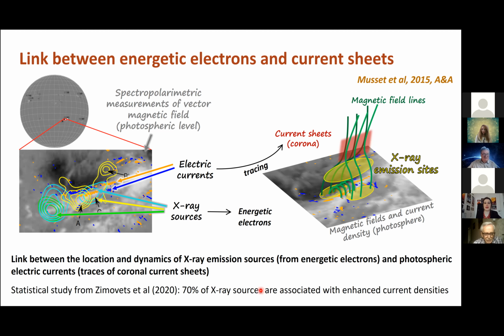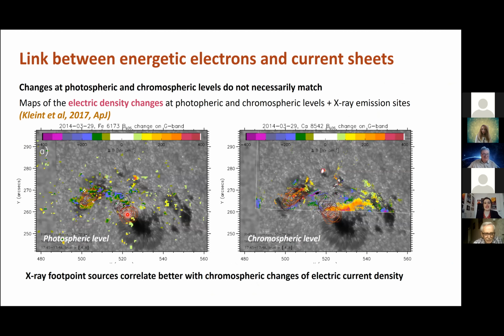This also was confirmed by a statistical study of the same kind of observations by Timofey et al. recently. Of course, looking at photospheric measurements is not ideal because everything we really are interested in is happening in the corona. And there has also been work showing that moving to measurements at the chromospheric level is a better way to look at things.